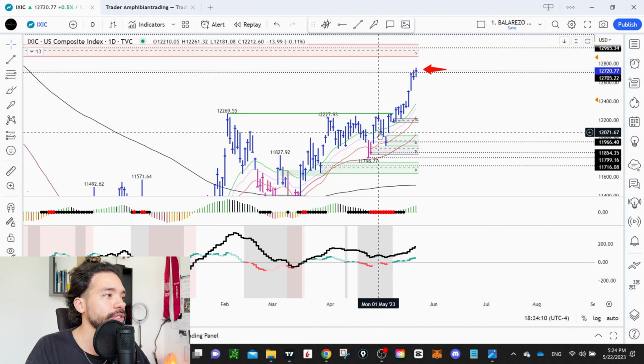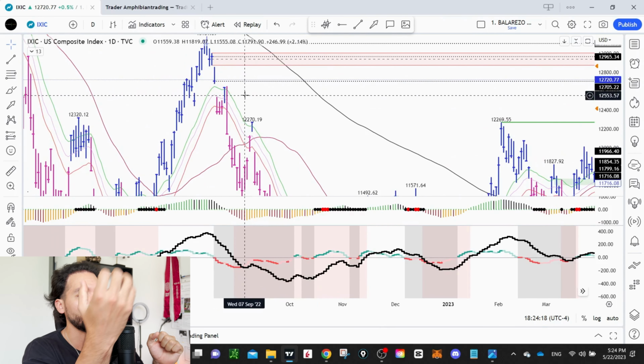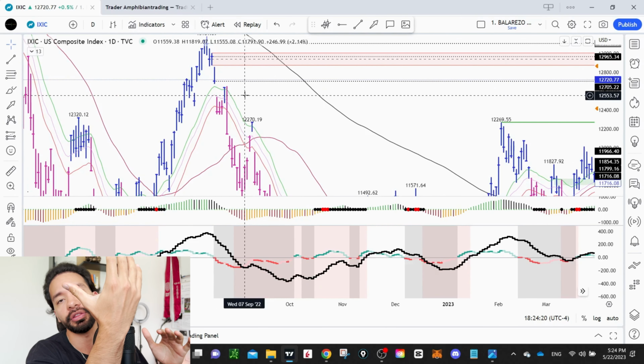What do I mean by resistance? You can see right here that we have a gap open. That gap open tends to act as a vacuum, basically tends to act as a magnet for price, and when price hits those levels, we tend to see a lot of sellers. So we of course continue to move a little bit to the upside, but I think that we're probably gonna see a little bit of resistance here.